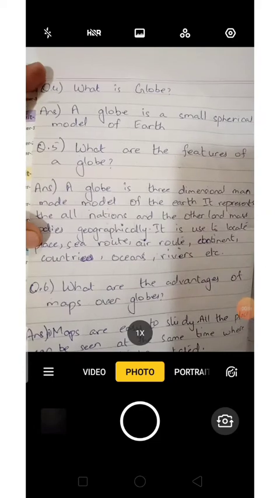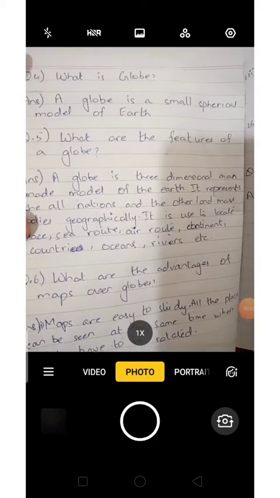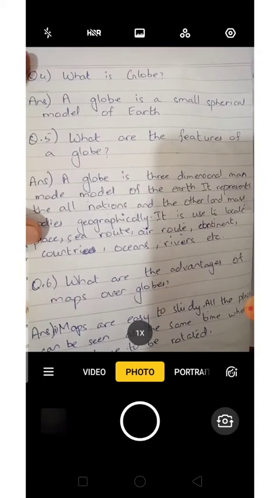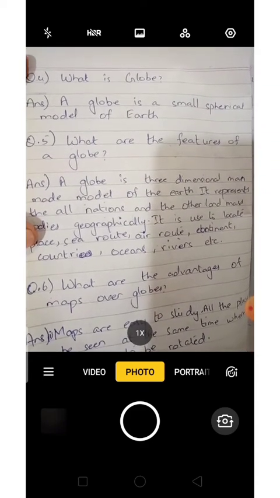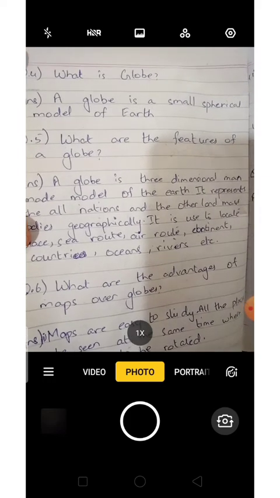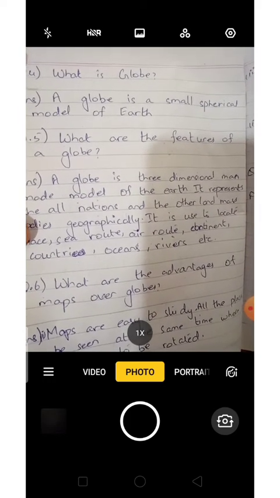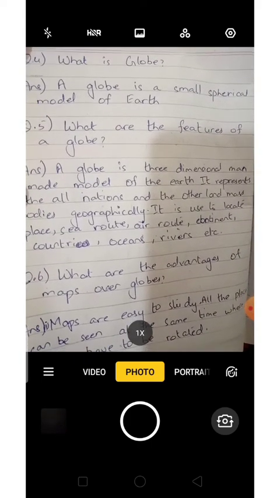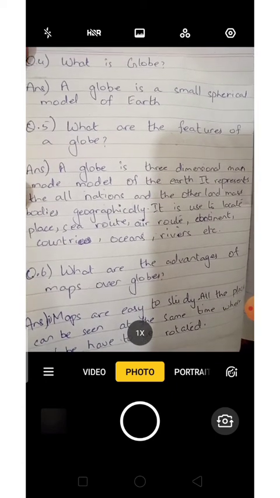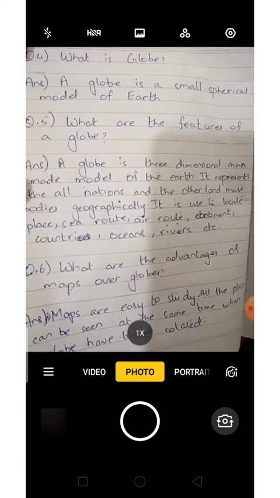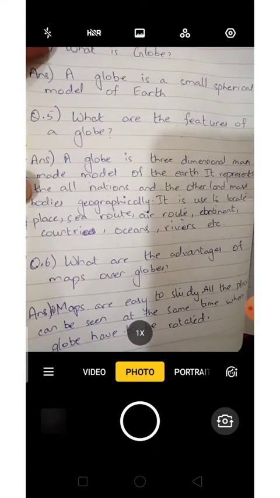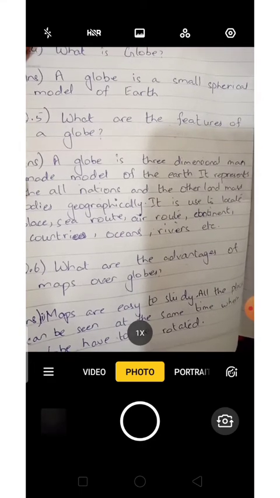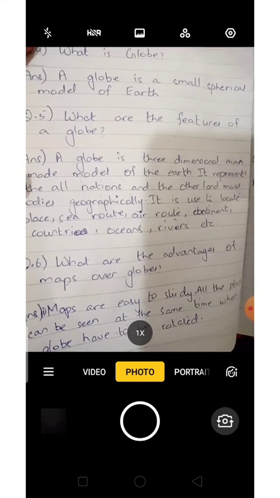Now we have our question number 4. What is a globe? A globe is a small spherical model of the earth. It is like a circle, and you can rotate it and locate your area, what you want to locate or what you want to search. Then question 5 is, what are the features of the globe? A globe is a three-dimensional man-made model of the earth. It represents all nations and other land masses and borders geographically. It is used to locate places, sea areas, sea routes, continents, countries, oceans, rivers, cities, etc.